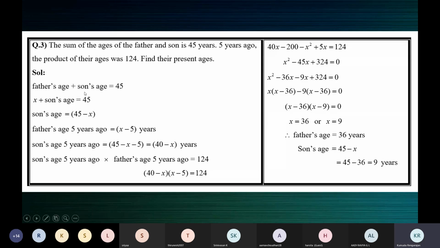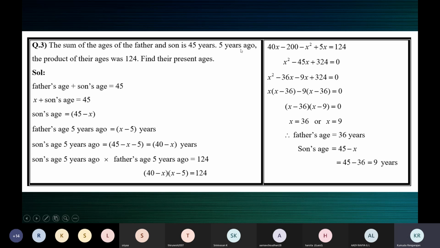So it's given that the father's age plus the son's age is 45. I've taken the father's age as x. So x plus the son's age is 45, so the son's age will be 45 minus x. If you take the father's age as x, then the son's age will be 45 minus x.